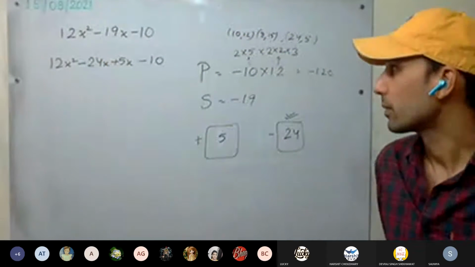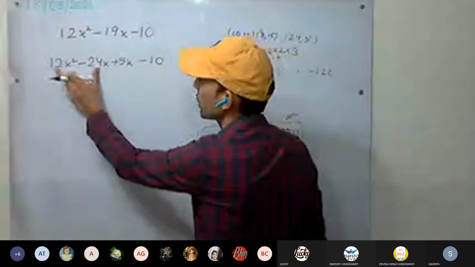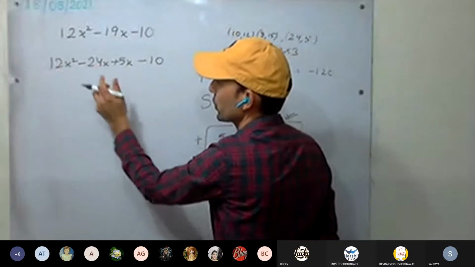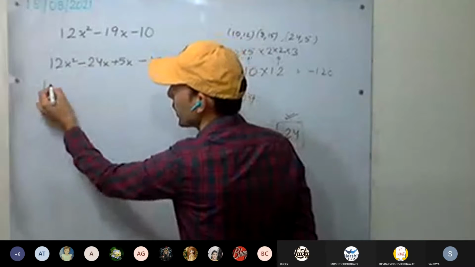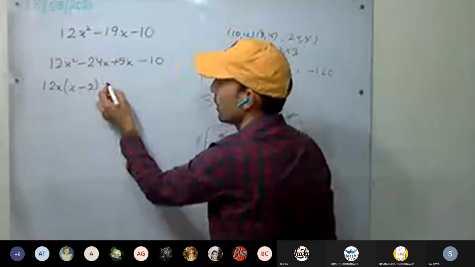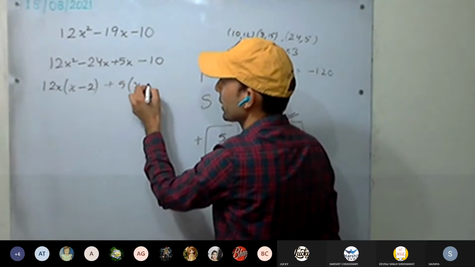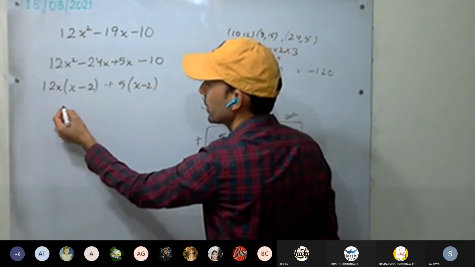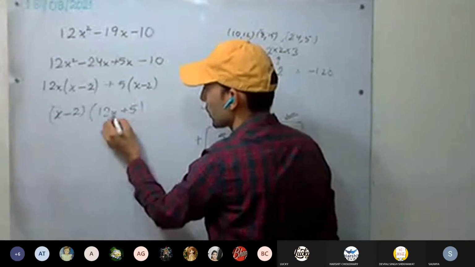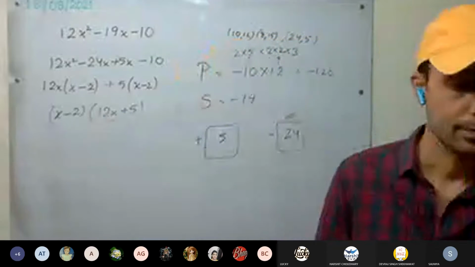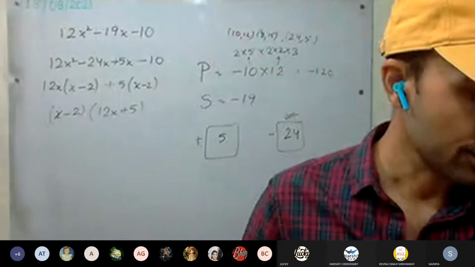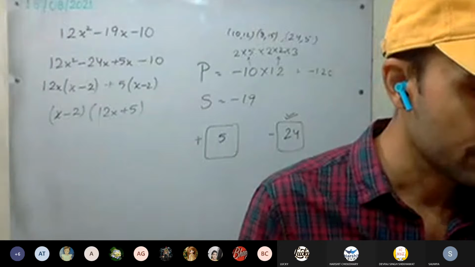Okay. Now, how many terms are there? 4 terms are there. So we can group them, 2 terms. Terms which are having common factors: first and second, third and fourth. What is common in first and second? 12x. x minus 2. What is common here? 5. x minus 2. Now one term, second term, what is common? x minus 2 and 12x plus 5. Have you all understood this? If yes, then try the next one. Everyone try the next one. Ninth question, you try.